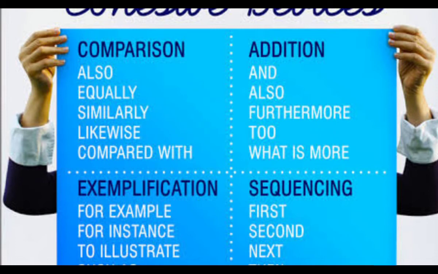Examples of cohesive devices: when we want to make comparison, we have also, similarly, likewise. To make exemplification, we have for example, for instance, such as. To show addition, we use words such as and, also, furthermore. To show conclusion, we have in summary, finally, lastly, and lots more.